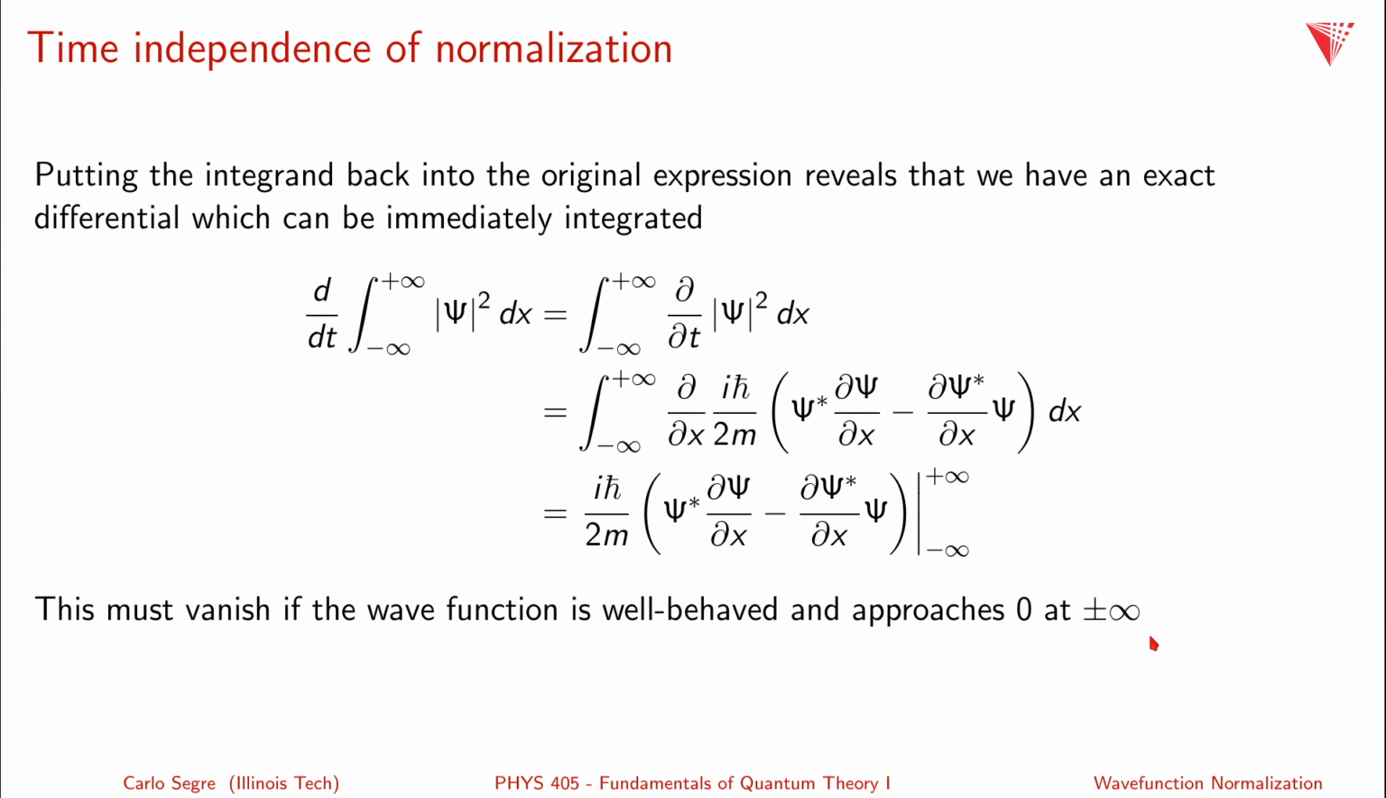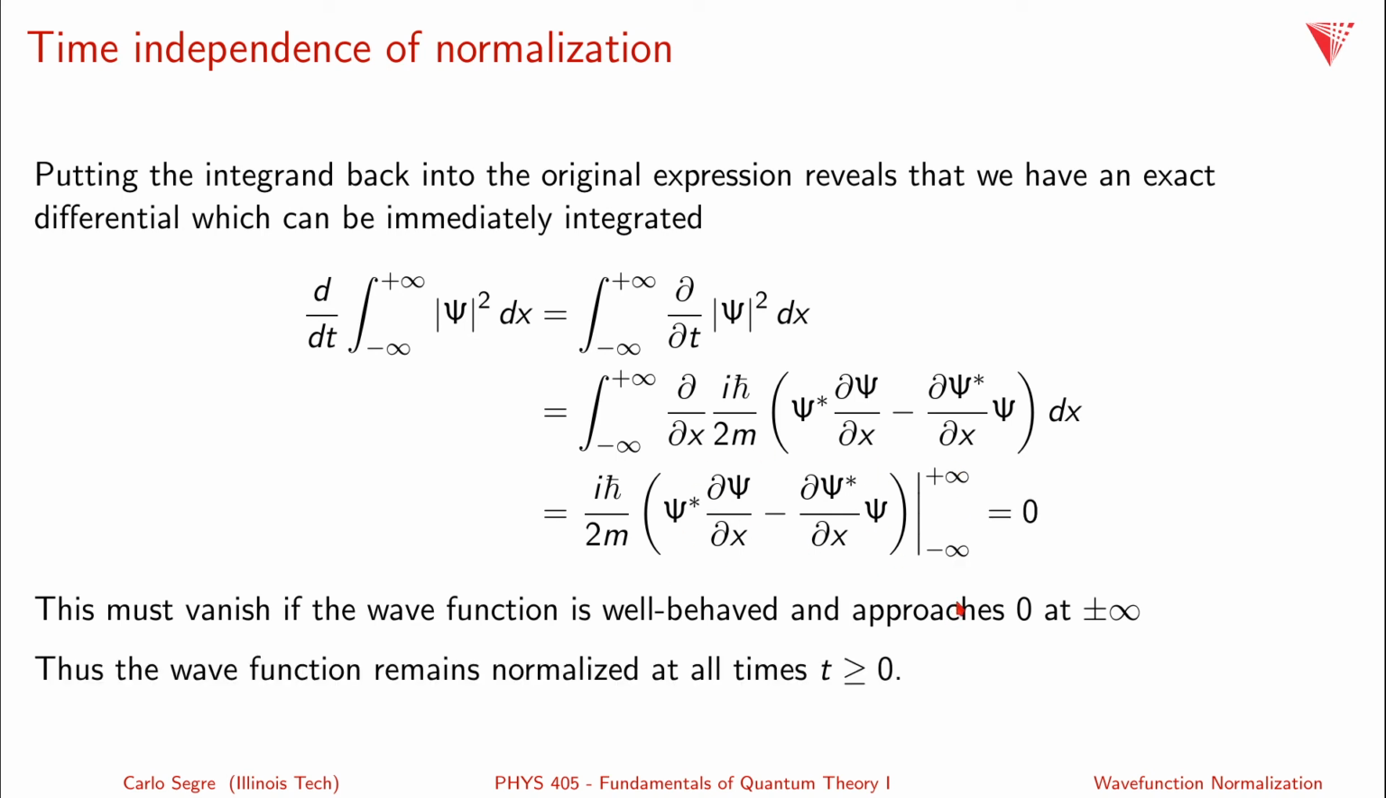In that case, then these terms here must go to 0, because ψ* will go to 0 at plus and minus infinity, and ψ will go to 0 at plus and minus infinity. But even better than that, the derivatives actually go to 0 for well-behaved physical functions. So all these terms go to 0 at the endpoints. So because of that, this quantity is exactly 0.